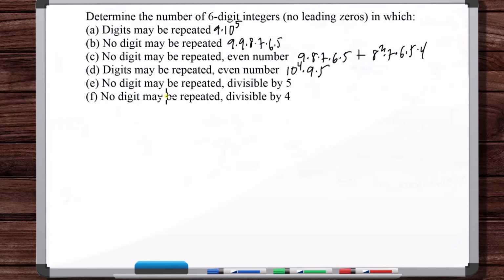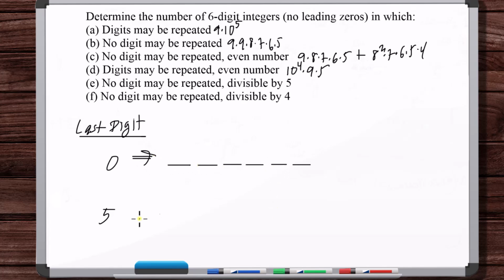Okay, no digit may be repeated, divisible by 5. So, in that case, we know that to check if a number is divisible by 5, we just look at the final digit, which needs to be a 0 or a 5. That's the last digit. 1, 2, 3, 4, 5, 6. So there's one number here, one number here. This is going to be a 0, this is going to be a 5.